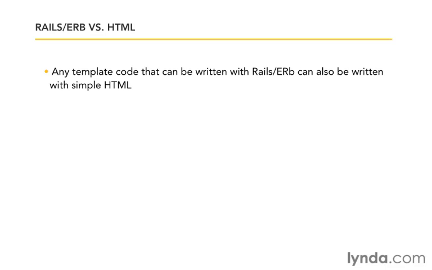There's two things I want you to keep in mind while we're using these helper methods. The first is that anything we can write with the helpers can also be written with simple HTML. That's all the helpers are doing. They're helping us to write HTML. The end result, what goes to the browser, is still HTML.